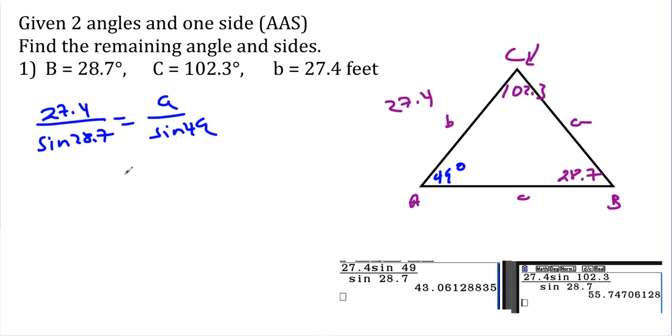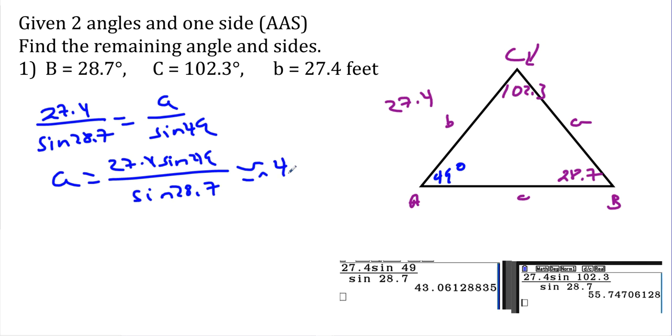Do a little cross multiplying, and you're going to get A is equal to 27.4 times sine of 49 all over sine of 28.7. You just multiply that across. All right? And you're going to get about 43.1. So that's what A is, about 43.1.